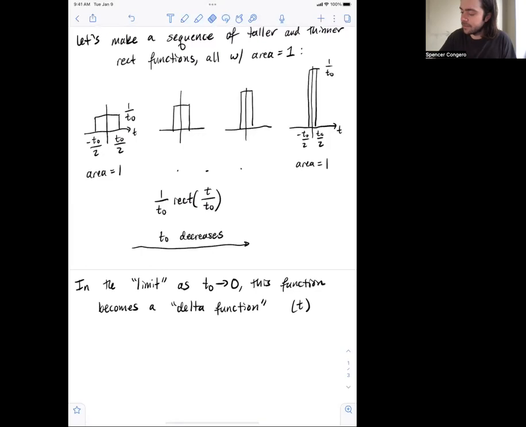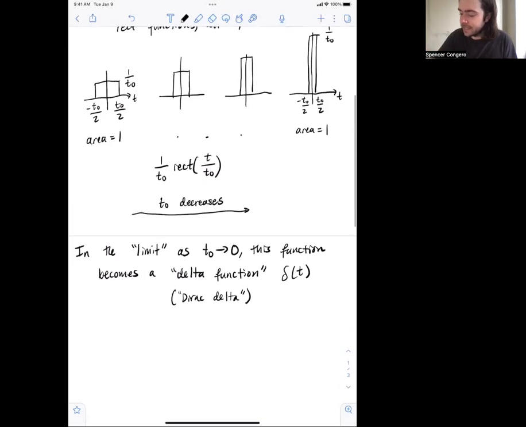One more try. There we go. That's a good one. Delta of t. And some people call this the Dirac delta function. We're just going to call it the delta function. And so we have this delta of t, a Greek delta, and it's going to be this, in quotes, limit as t naught goes to 0 of 1 over t naught, rect of t over t naught.